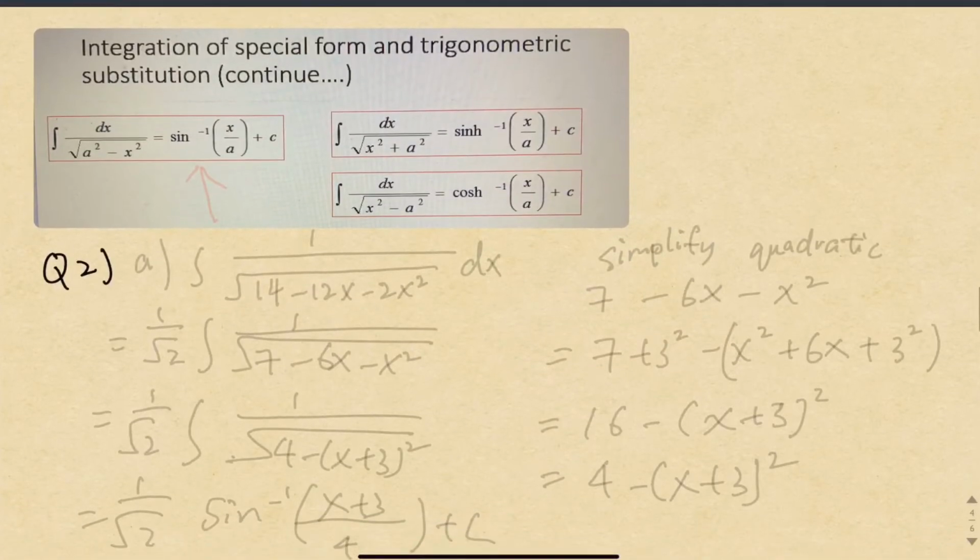Okay, question number 2, part A, solve this integral.